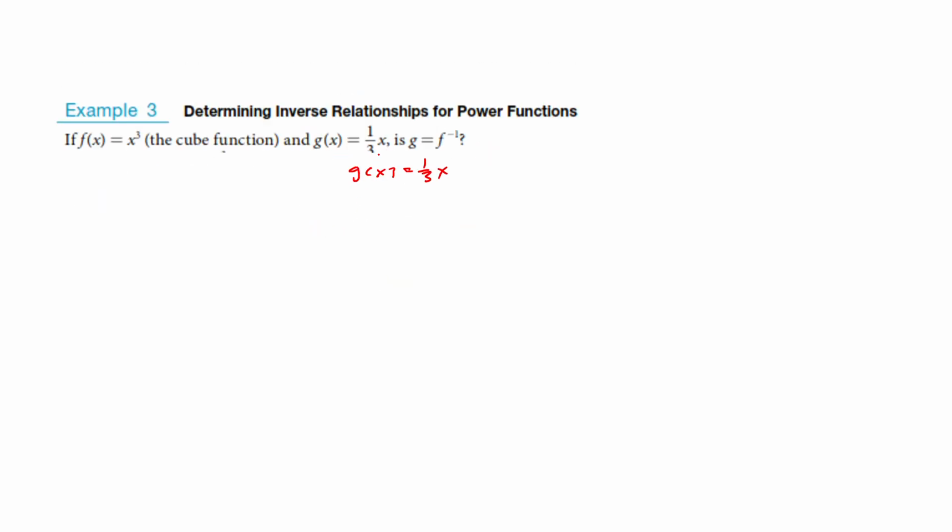So, okay, I'm going to put 1/3 x in. So I'm going to do f of g of x. So I've got 1/3 x cubed. Now, this is not going to make x. So if I put this guy into there, I get another one that's not going to work. This is going to turn into 1/27 x to the third, and that is not x. So these are not inverses of each other.